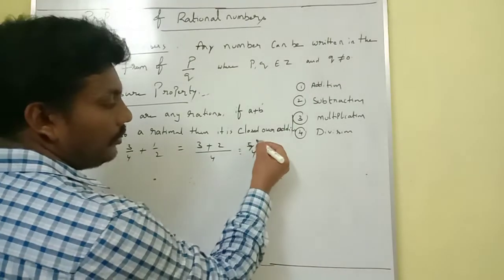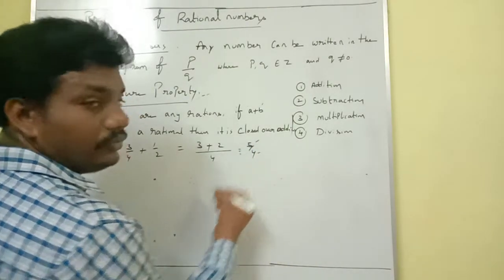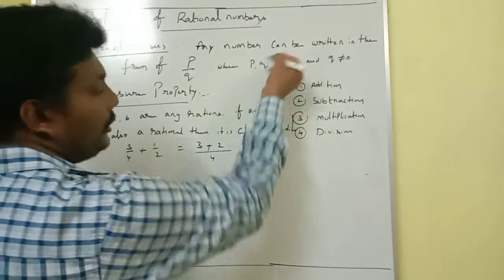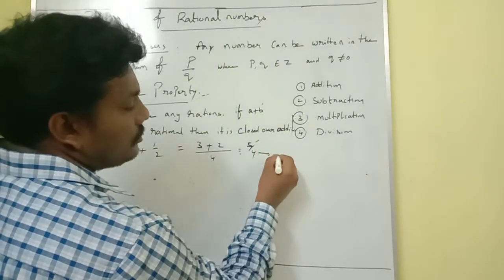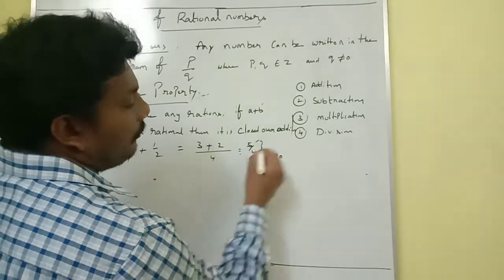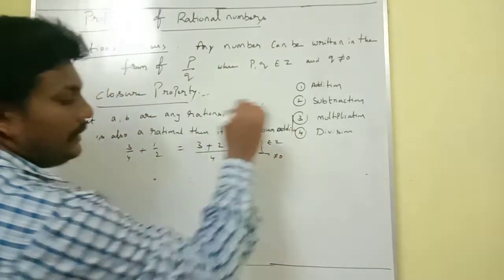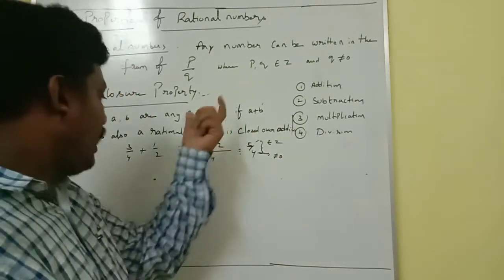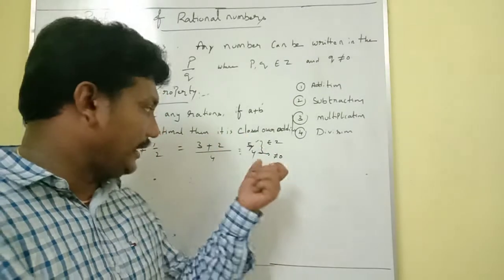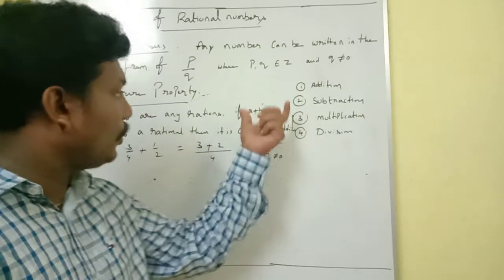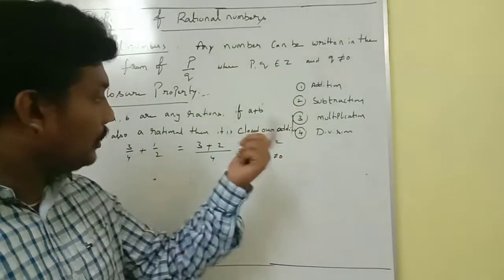Here in 5 by 4, 5 is p and 4 is q. Numerator and denominator are both integers and q, which is 4, is not equal to 0. So 4 and 5 belong to Z, and it is a rational number. If you add any two rational numbers, the sum will again be rational, so it is the closure property.